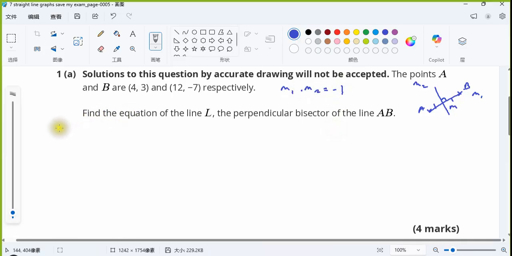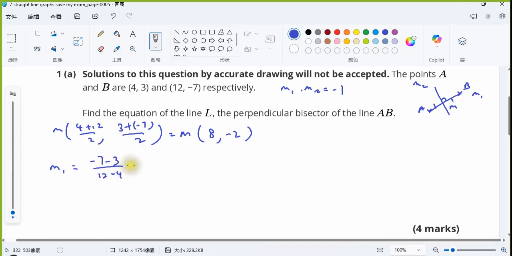Okay, so the midpoint will be (4 plus 12) over 2, (3 plus -7) over 2. So the midpoint is 16 over 2, which is 8, and -4 over 2, which is -2. And the gradient of AB is (-7 minus 3) over (12 minus 4), which is -10 over 8, which is -5 over 4. So gradient 2 equals -1 over gradient 1, which is 4 over 5.